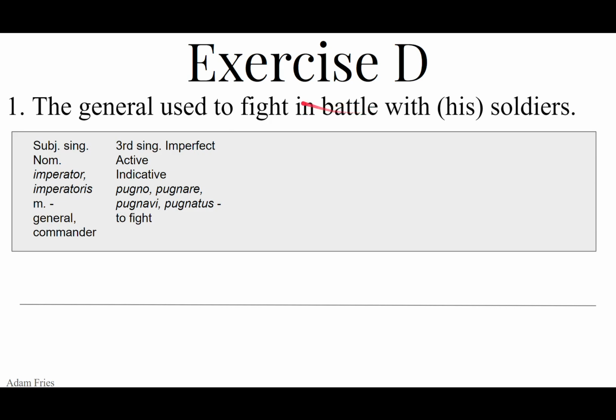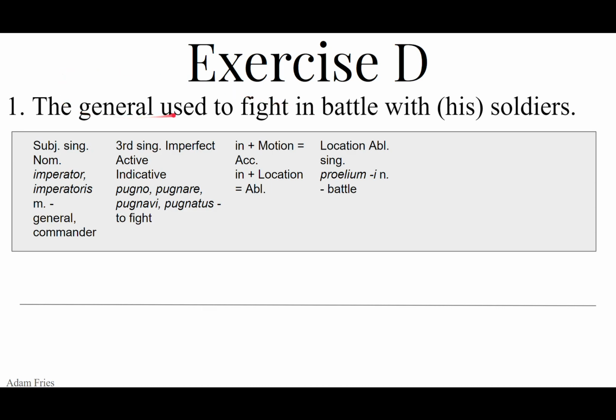So he used to fight where? In which place? In which location? That would be in battle. We want the preposition in. If it's showing motion, if we're going into or onto, that'll be in the accusative case. But we're not going into battle. The general is already there. That's where he is fighting. So that's the ablative of location. We want in plus the ablative to show location, in battle, which is proelium, neuter. So we want in, and the ablative singular neuter of proelium is proelio, in proelio.